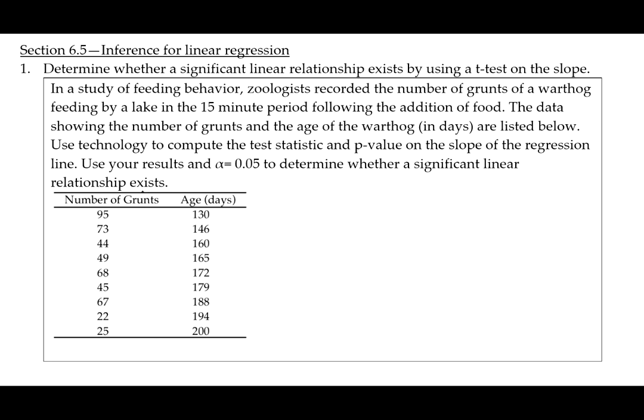Use technology to compute the test statistic and p-value on the slope of the regression line. Use your results and alpha equals 0.05 to determine whether a significant linear relationship exists.